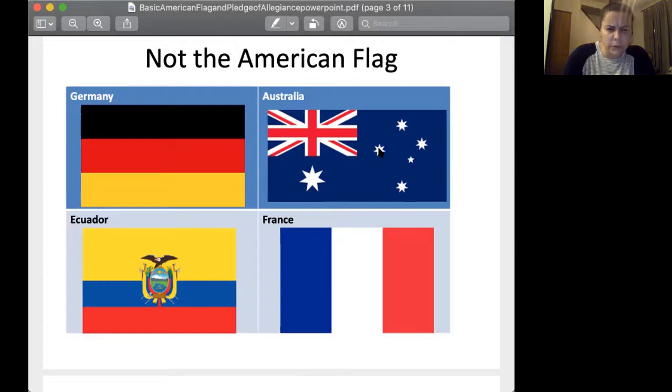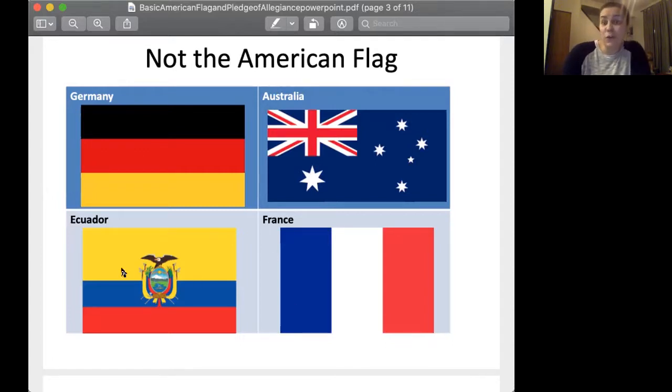1, 2, 3, 4, 5, 6. Is it 50? No way. So this can't be the American flag, can it? It says it is the flag of Australia. Wow, so cool. So that's not the American flag.